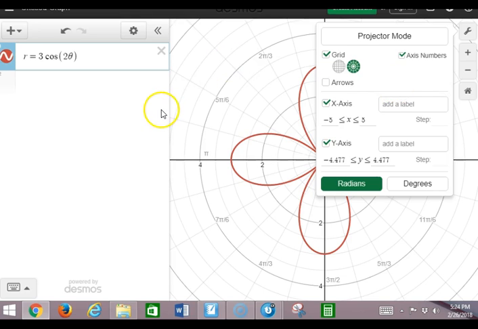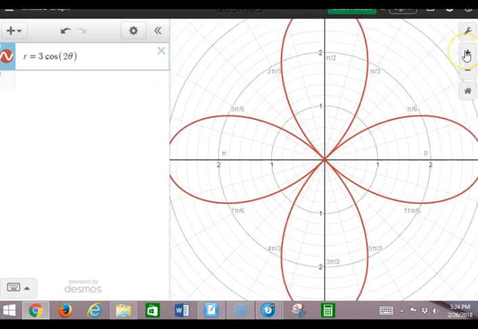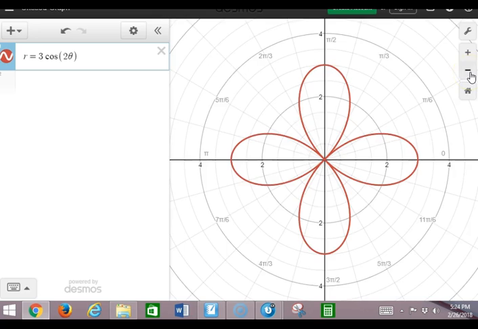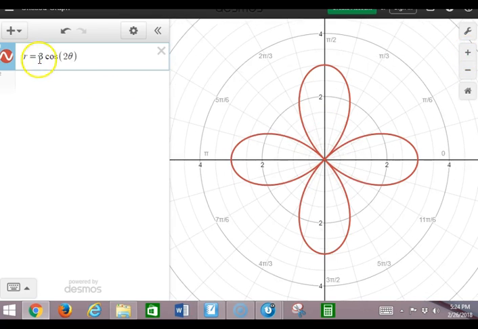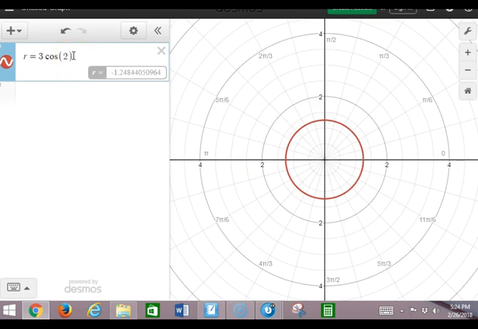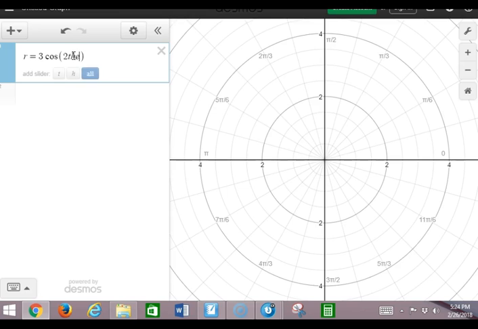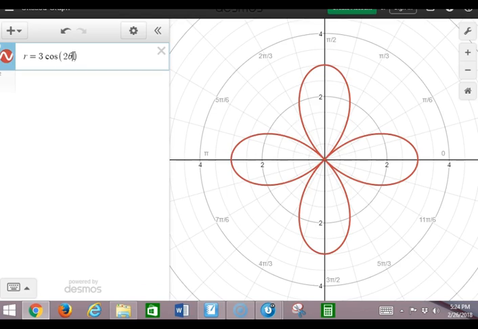So you have this nice polar grid to look at. You can zoom in or zoom out as you need to see the size of the graph that you're looking for. To type in theta, it's real easy just to type in theta and then it turns into theta, which is really nice. You could also find it down here, but this is easier.